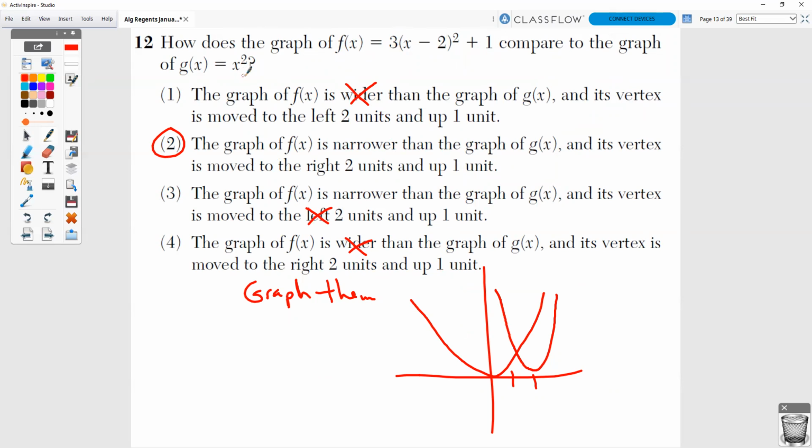You could just type them into your y equals and graph them and compare. Here's our 2. This is our original one. This is our new one. So you can see that it gets skinnier. It's moving over to the right and it's moving up.